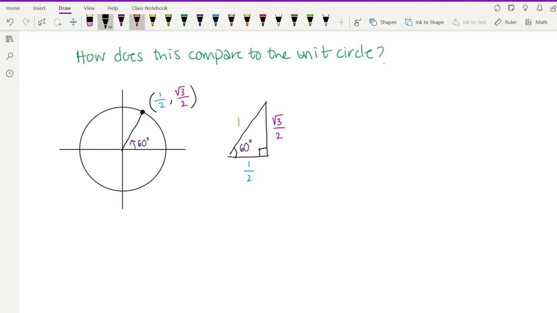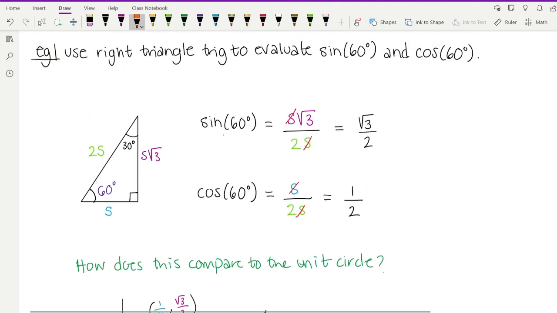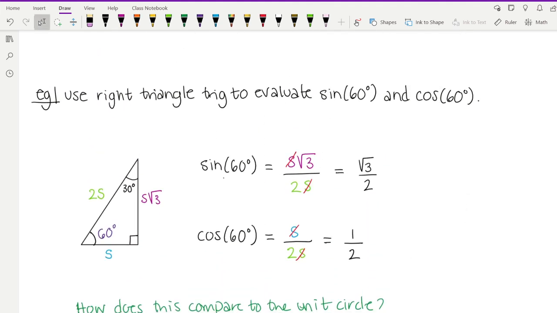And additionally, that agrees with what you would get if you used right triangle trig with this triangle, right? If you did opposite over hypotenuse, the hypotenuse is 1. And if you do adjacent over hypotenuse, well, the hypotenuse is just 1. So that really hopefully convinces you that what's going on with the unit circle is exactly the same as what we're doing here, as long as you are working with an angle between 0 and 90.